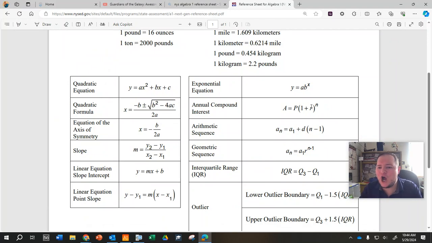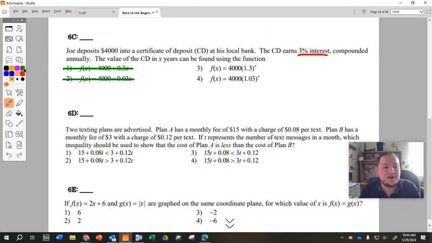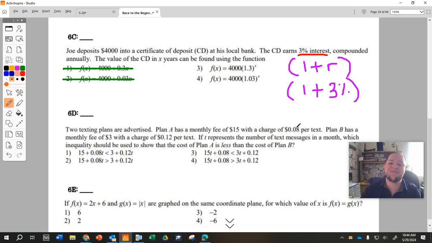1 plus R. That's the business in the parentheses, and that's the difference. So what I'm going to write here in the parentheses is 1 plus R. R is your rate, and they give you the rate: 3% interest rate. You have to kind of know that. So the formula calls for 1 plus R. The rate is 3%. Right? 1 plus 3%.